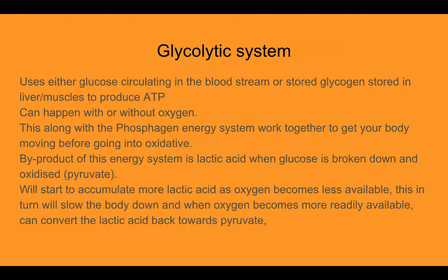A byproduct of this energy system is lactic acid when glucose is broken down and oxidized. This little line I've got here is a bit misleading. I probably should have said a byproduct of non-oxidative. Generally, glucose or glycogen is broken down into pyruvate, and a whole lot of other things happen, but pyruvate eventually goes into the muscle mitochondria to make ATP, and you get muscle contractions. If you don't have enough oxygen because you're working too hard, or you're unfit, or you're at the top of Mount Everest, you'll still break down this pyruvate, but you'll get lactic acid instead.